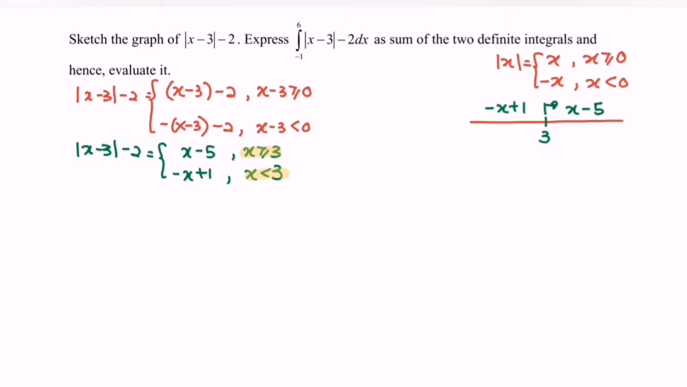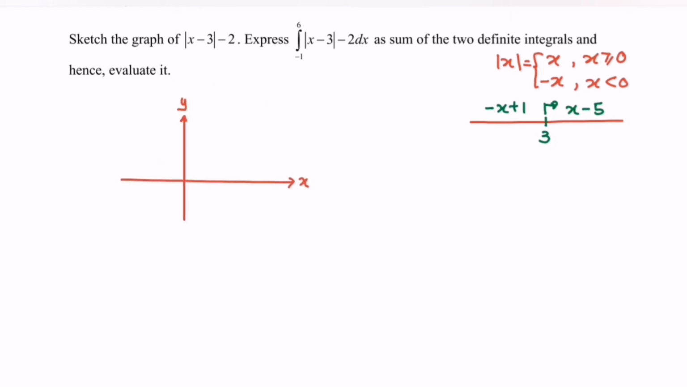Next, we are going to sketch the graph. So now we have the xy axis. Next, we are going to focus on the location of 3. So let's say here will be 1, 2, and 3. So kindly refer to x less than 3. So we have the linear function, negative x plus 1.